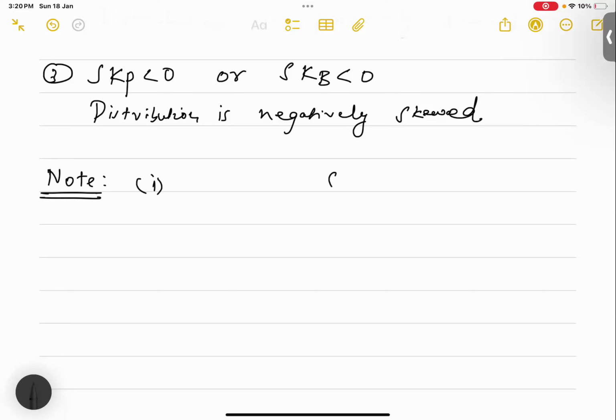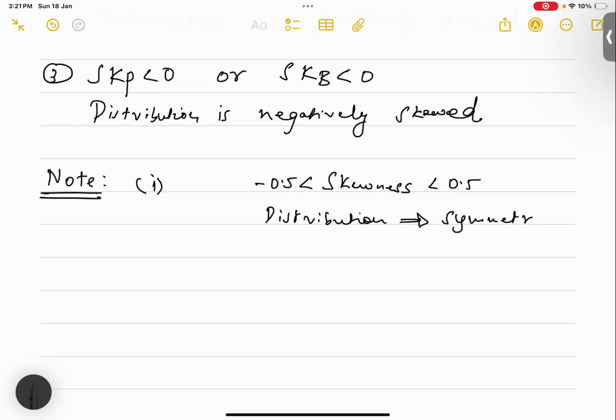First point, if the skewness value, whether it is SKP or absolute or relative, whatever it is, lies between minus 0.5 to 0.5, the distribution is symmetric. And we should say fairly symmetric.